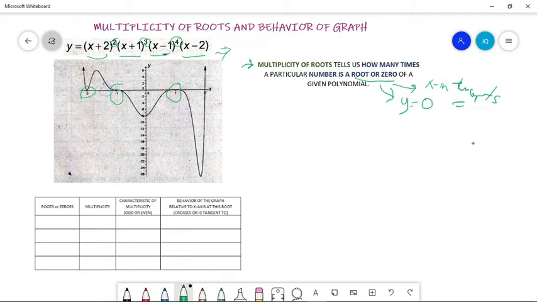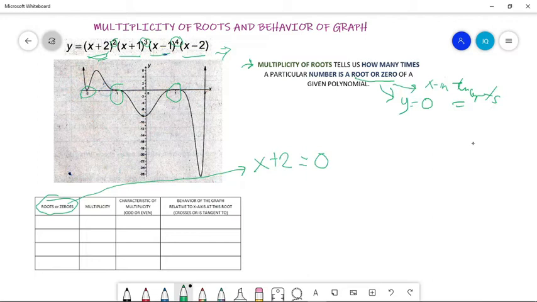First, let's get the roots, because this is the first column of our table. In getting the roots, let's get the factors of the given polynomial. If it is not in factored form, then of course you have to factor the given polynomial and transform it into factored form. So let's have the first factor, which is x plus 2. Since y is equal to 0, we will use the zero product property, which means that we set each factor equal to 0.